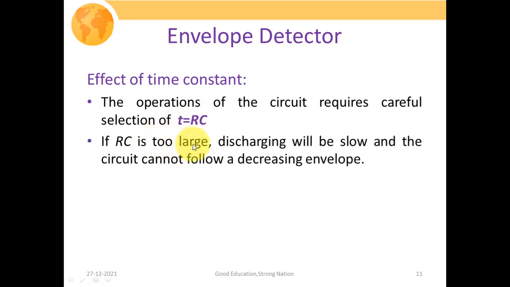So if RC is too large, discharging will be slow and the circuit cannot follow the decreasing envelope. This is what I have discussed in the previous slide. That is, if RC is too large, then the discharging of the capacitor will be too slow, or you could say that our circuit will fail to approximate the signal variation, and at the output of the detector we are not in a state to get the exact input signal or exact information signal.